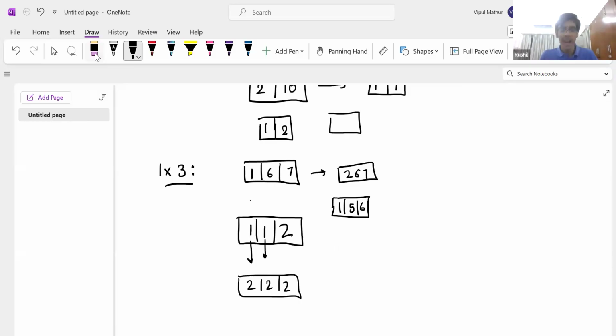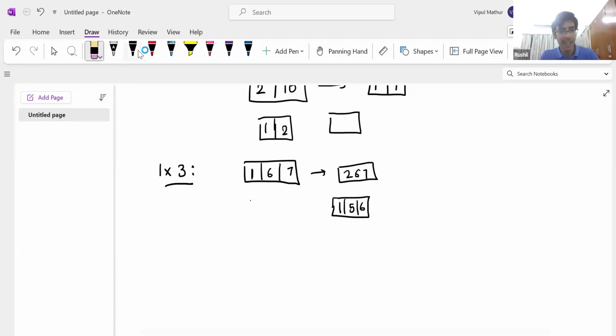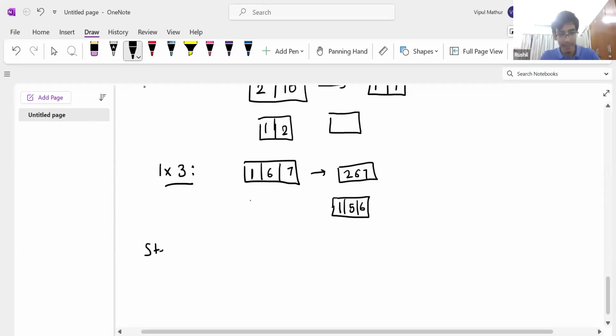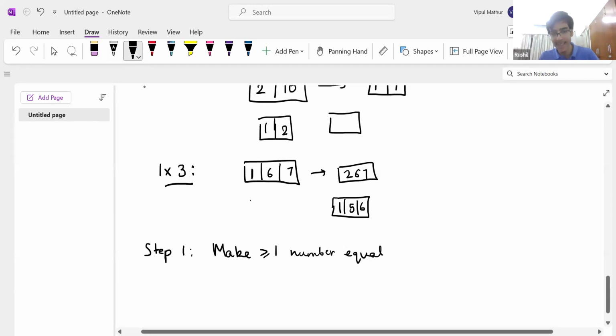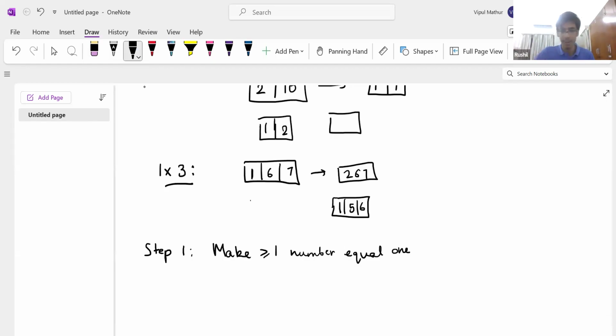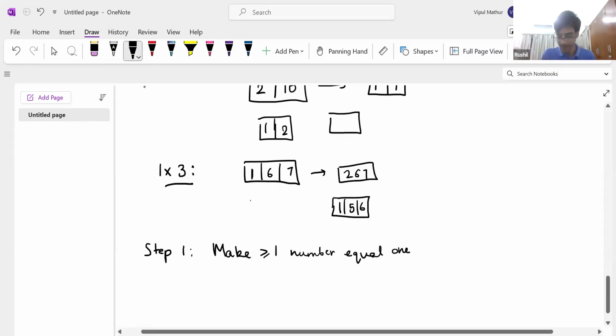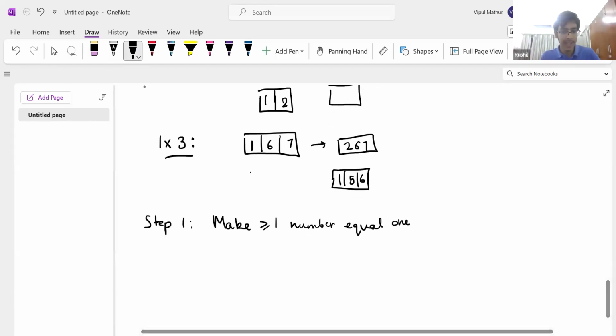So how would we say this in general? What exactly are we doing? Our step one seems to be make a number one. That's easy. Make at least one number equal to one. That you can do by just subtracting the min minus one. So if the minimum number right now is 5, say 5, 8, 11, just subtract 4 from all of them. So one number becomes 1, that's cool. So now you have something like 1, A, B.